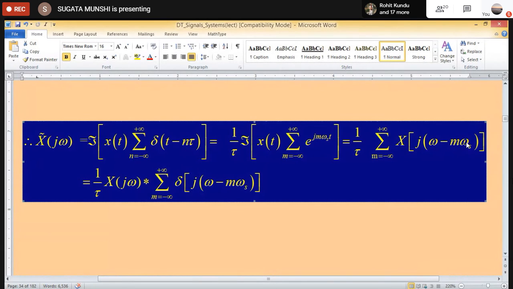What does it represent? It is the same as X of j omega. Its shape is the same as X of j omega, only it is centered at m omega s. So it is a version of X of j omega that has been slid along the frequency axis by m omega s. Therefore, this summation will be an infinite number of replications of X of j omega centered at integral multiples of the sampling frequency. Each of those repetitions will be multiplied by 1 by tau, and all these infinite repetitions will get added to yield X hat of j omega.